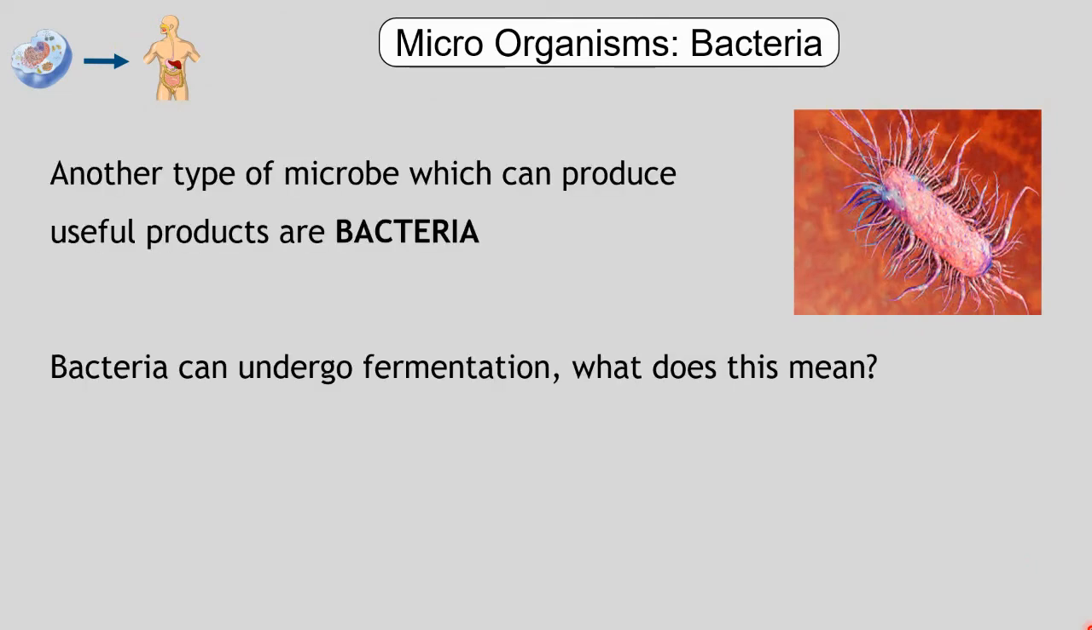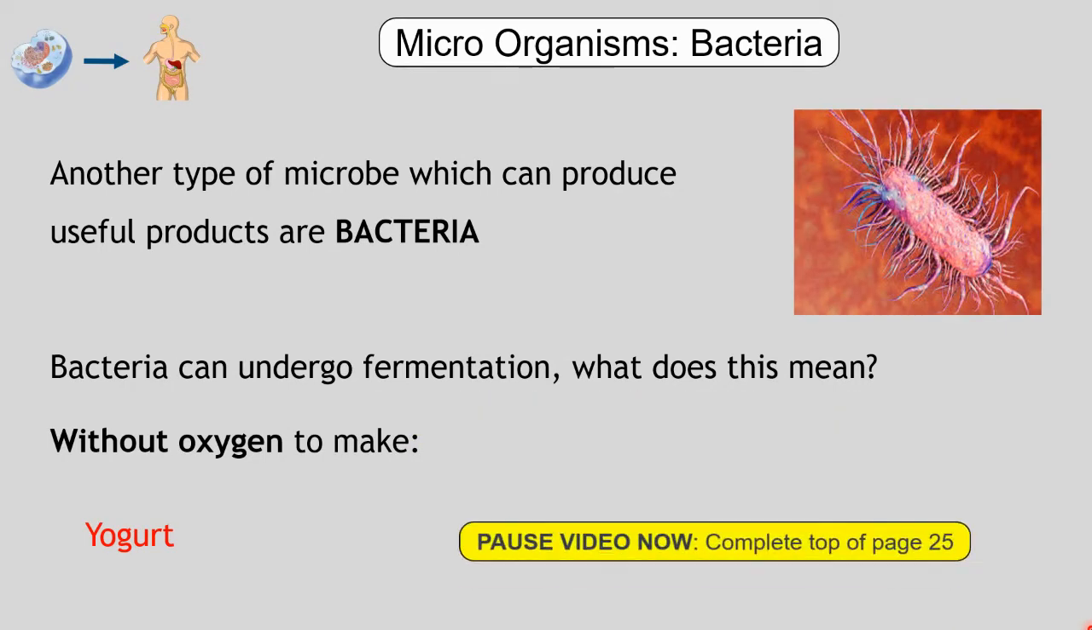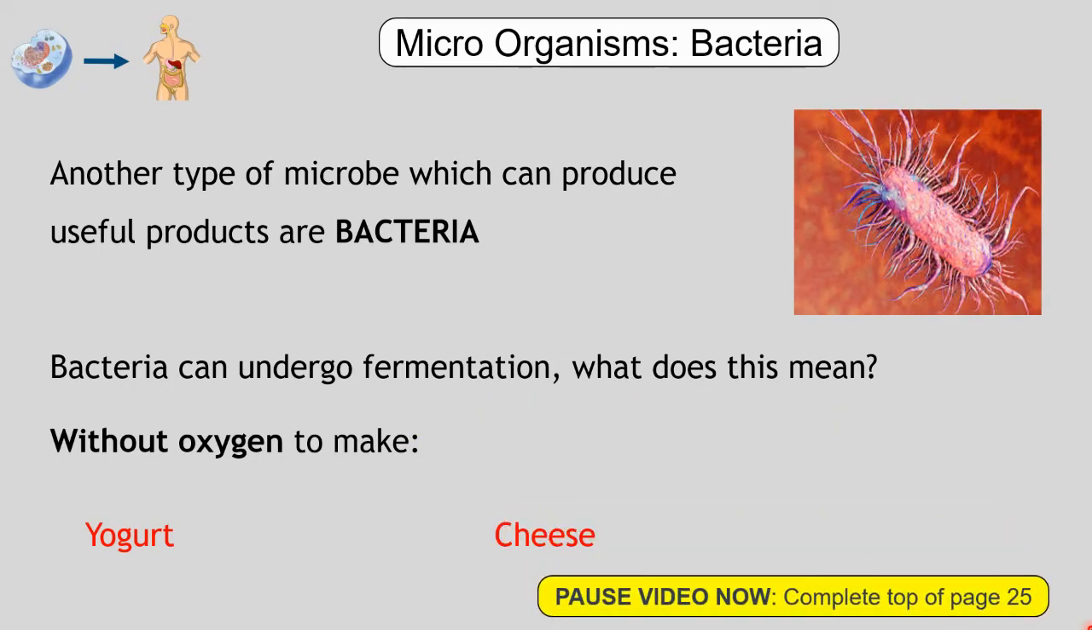Another type of microbe which can produce useful products are bacteria. We've just looked at a fungus, yeast, that was making useful products. And now we're looking at bacteria. Bacteria can undergo fermentation, and it can be used without oxygen to make yogurt and cheese. So any yogurt and cheese that you eat is actually made through fermentation of specific types of bacteria. So I'd like you to pause the video and use this information to complete the top of page 25, and then unpause the video when you're done.